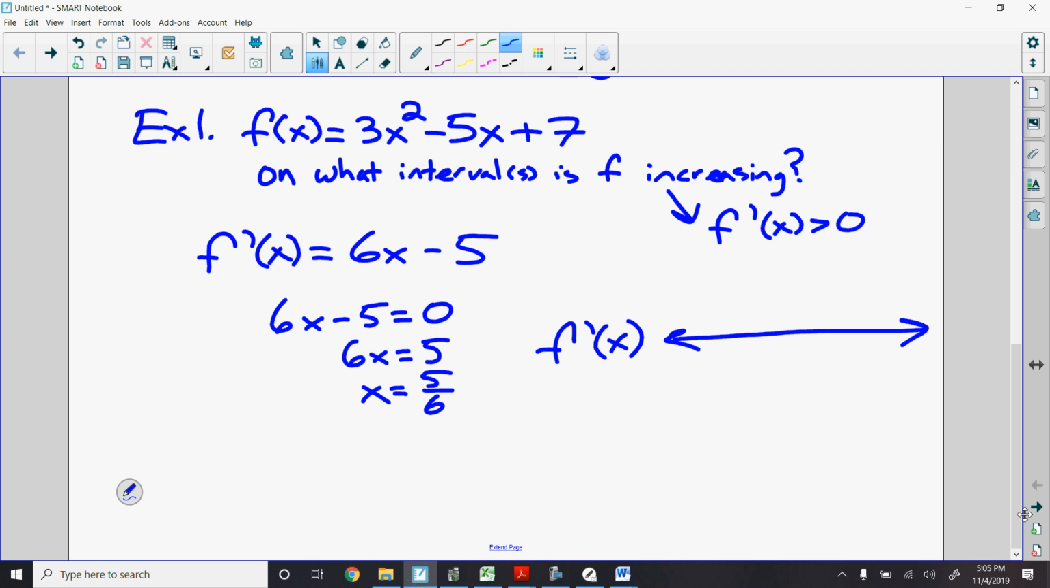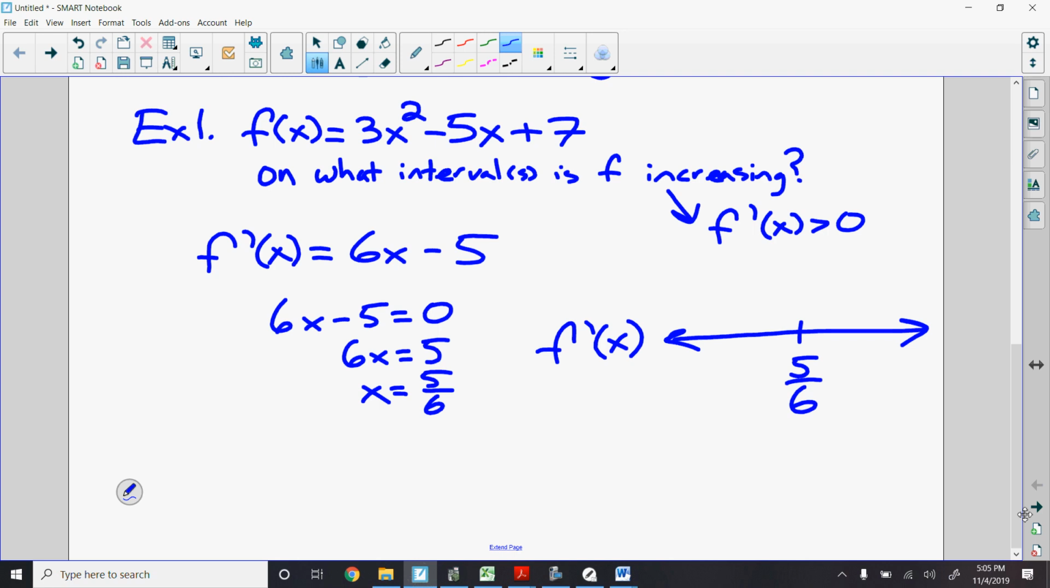And I want to plot all of my zeros. Well, there's only one 0, and it's at 5/6. So what I want to test now is a number less than 5/6, and a number greater than 5/6. The easiest number to test of all time is the number 0. So I'm going to plug the number 0 into f prime, right? 6 times 0 is 0, minus 5 is negative 5.